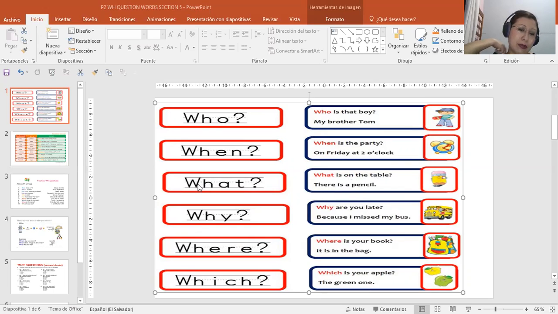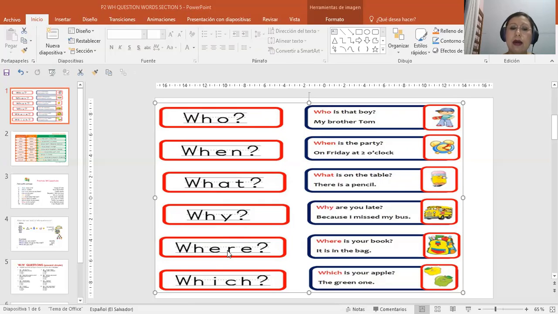Cuando uso what, pregunto qué o puede ser incluso cuál, ¿verdad? Why, ¿por qué? Why are you late? ¿Por qué llegas tarde? Because I missed my bus. Porque perdí mi bus. Why, it's when I'm asking for a reason. Utilizo why cuando estoy preguntando por una razón.